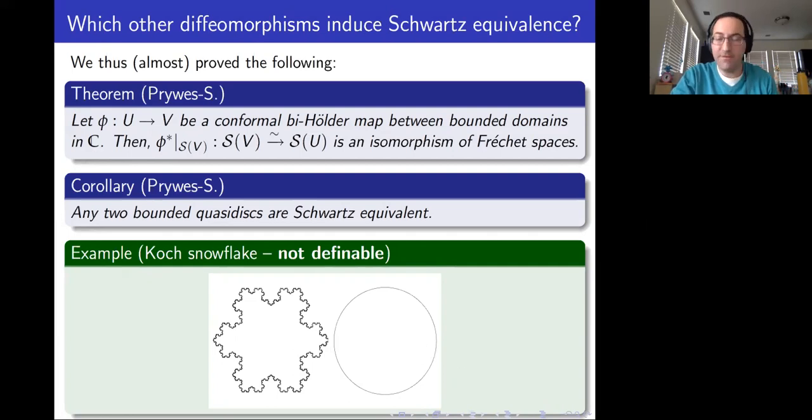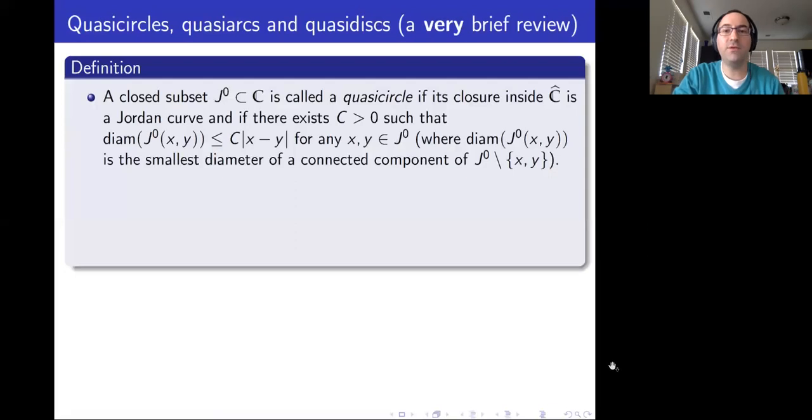Now let me tell you very, very quickly what these quasi-disks are in general. First, what is a quasi-circle? A quasi-circle is a subset of the complex plane such that if we look at its closure inside Riemann's sphere, so we take a one-point compactification of the complex plane, it is first a Jordan curve, and second, it has this regularity condition.